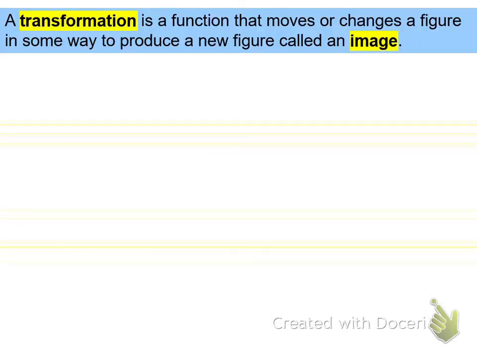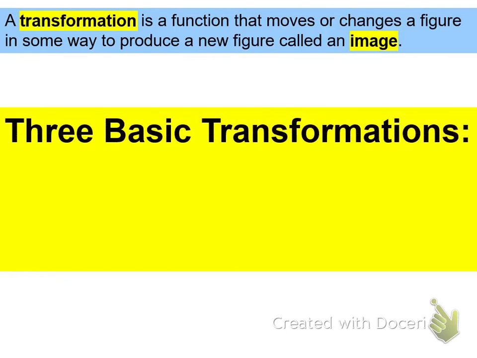Okay. All right, so now we just talk about some words. A transformation is a blank. This whole chapter is about transformations. We're not necessarily going to do all of them. But a transformation is a function that moves or changes a figure in some way to produce a new image called an image. So it is a function that moves or changes a figure in some way to produce a new figure called an image.